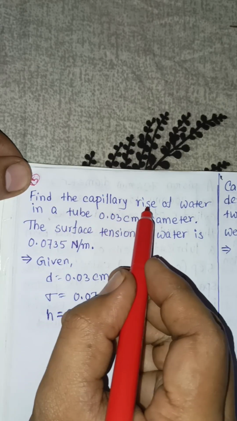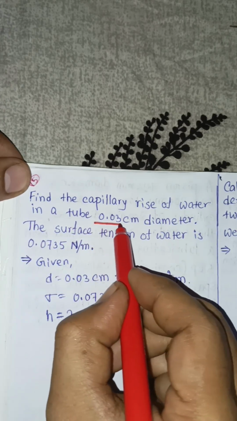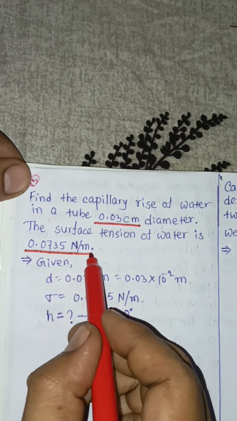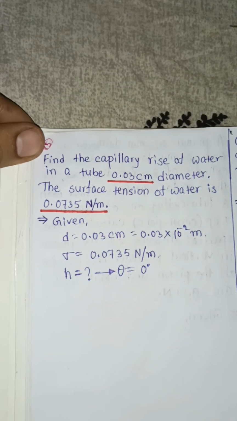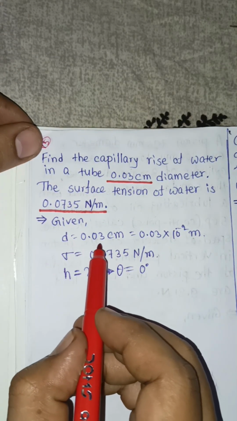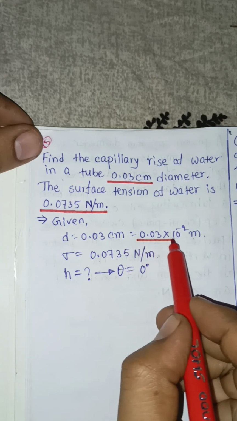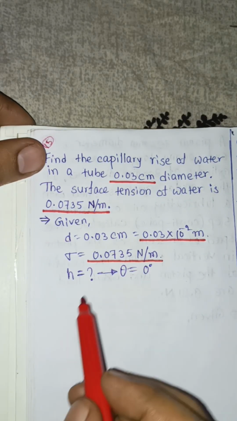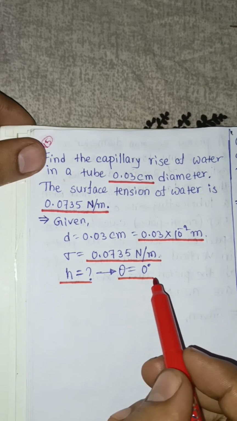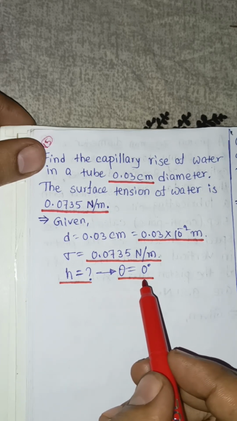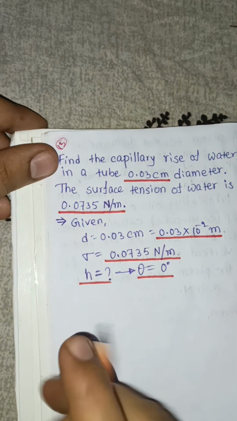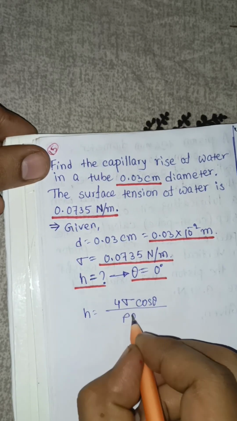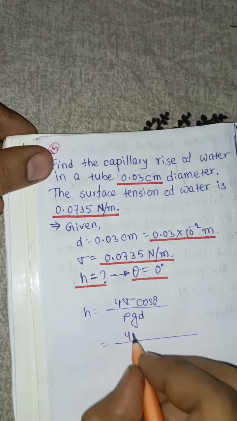Find the capillary rise of water in a tube 0.03 centimeter diameter. The surface tension of water is 0.0735 Newton per meter. So what is given in this question? D is equal to 0.03 centimeter, that is 0.03 into 10 to the power minus 2 meter. Surface tension is 0.0735 Newton per meter. You have to find out the value of h. Remember, theta is equal to 0 degree for water, air and glass interface. So we know that h is equal to 4 sigma cos theta by rho g d. So that is equal to 4 into, what is the value of sigma?